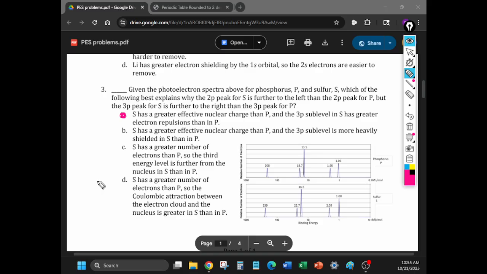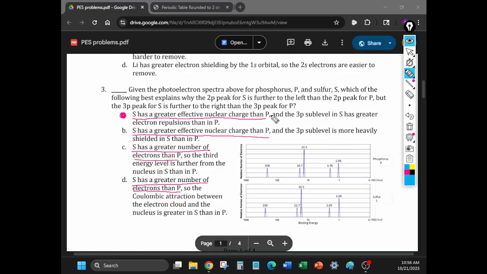Okay, so let's talk about why it's A. First, again, this is a little tricky because every single one of the options, the first statement is true. S does have a greater effective nuclear charge than P because it has more protons. B has the same starting one. S does have a greater number of electrons than P. That's also true. And same thing for D. So this problem is a little tricky because every single answer starts with the correct statement. It's just the follow-up that might be either incorrect or not the best answer.